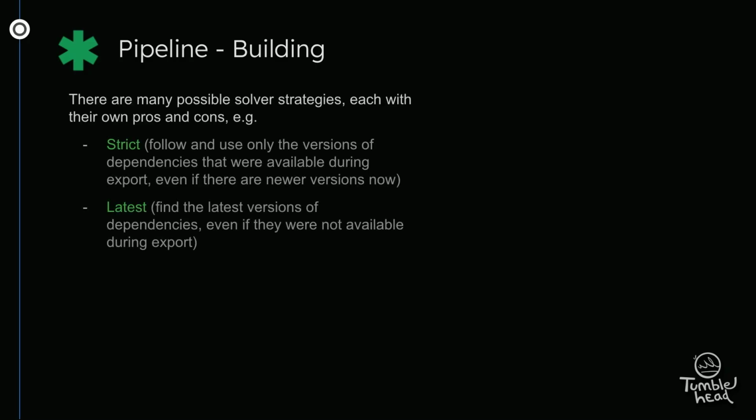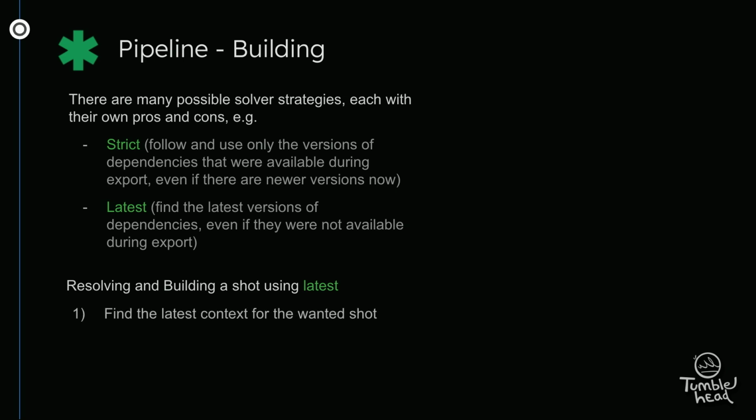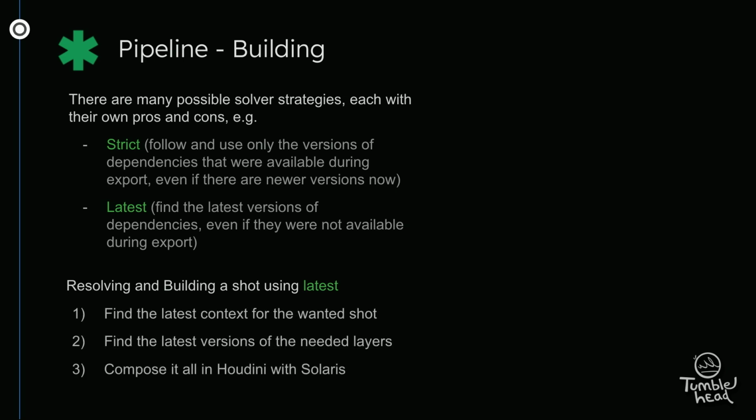And we have a few methods for how to build your shot. We are usually just using the one we are calling latest, which just pulls the latest version of everything. And since it's USD, it's just layers on top of each other. For us, that works really great, but you can also use a strict mode, which is a bit more convoluted, but is safer. And it requires you to publish more often.